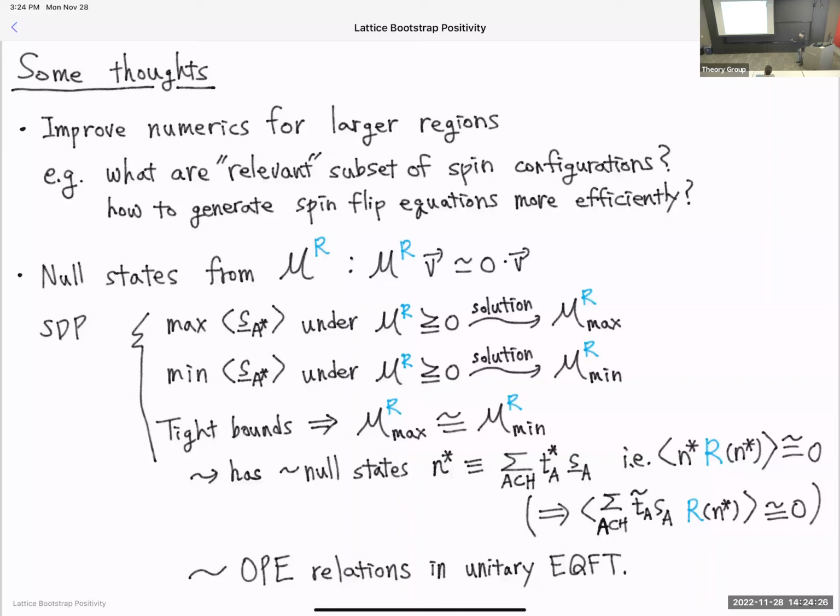In particular, when we have very tight bounds, it means that these two things are roughly the same, and they are roughly the same as the exact answer, whatever that is. Why should that happen? Why should M max equal M min? That seems like just hope. It actually happens once you check the solutions.